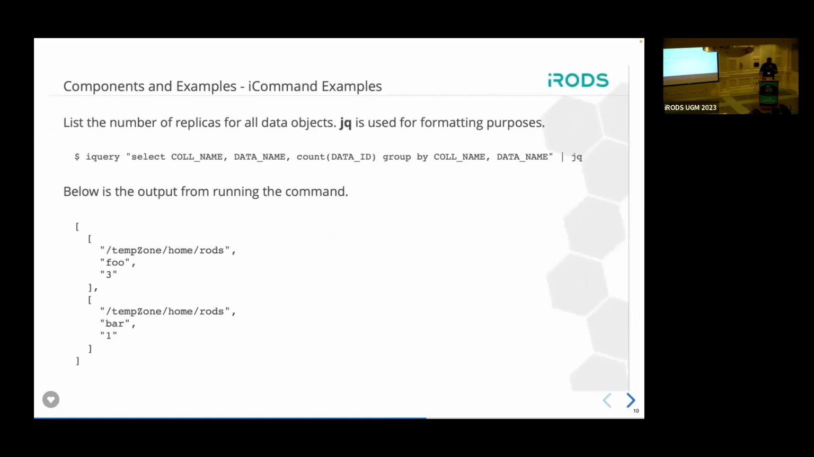In this example, we're going to make use of jq so that we can get a formatted output. But essentially, we have here a query in which we're going to show how you can use group by to list the number of replicas for all data objects within a zone. In this case, this is the local zone. And so this looks very much like normal SQL at this point. We run this query, and this is the raw output, and below you'll see the output of the command showing what you can expect.